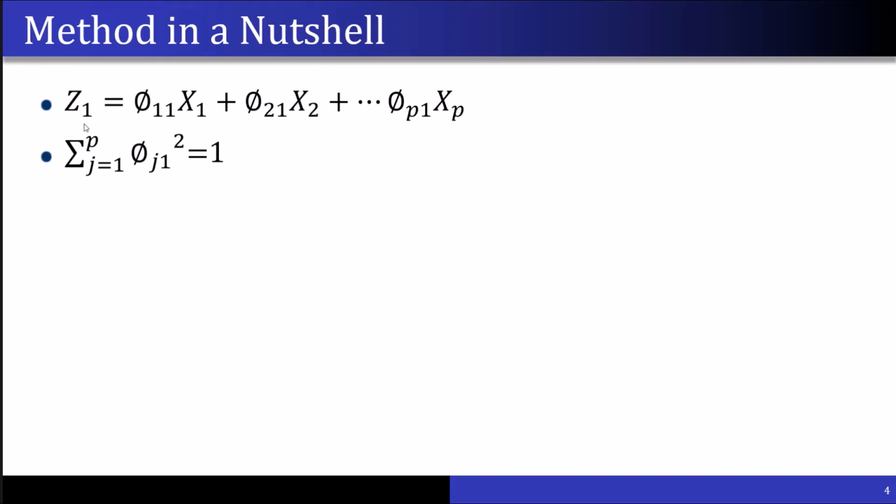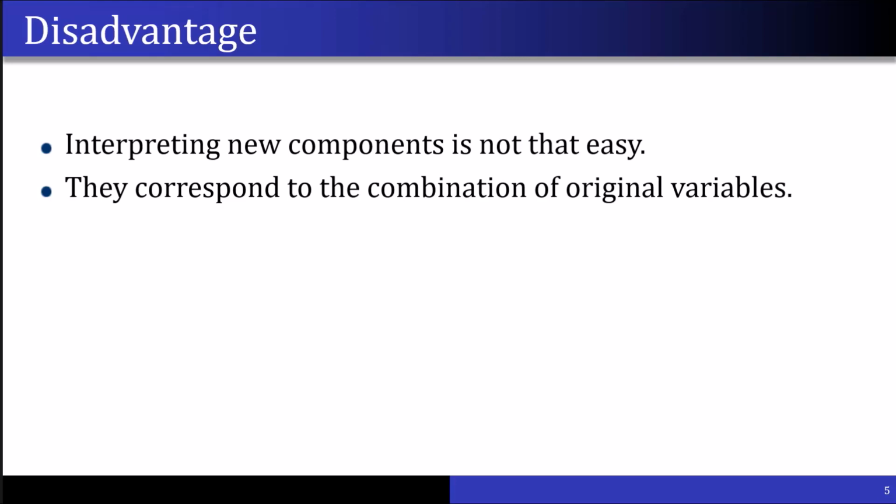We are going to create variable z. z1 might be a linear combination of all these p variables, and we might have z2, z3, or z4 until needed. One last thing to note before we switch to coding is there's a disadvantage of principal component analysis. Since these z's that I showed a moment ago are linear combinations of the original variables, it might be difficult to interpret new components because they correspond to the combination of original variables.